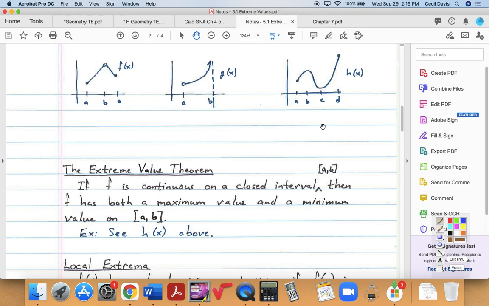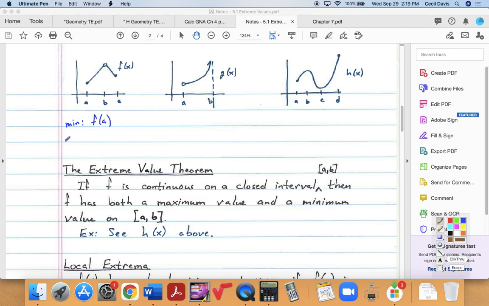So let's look at this first graph. Does this have a minimum? Yeah. What is the minimum? Whenever x equals a. So that's f of a.